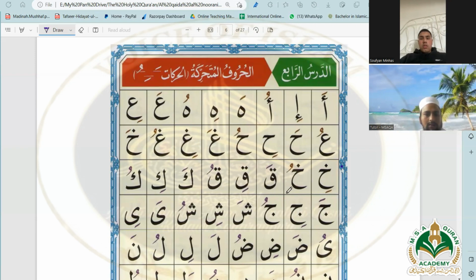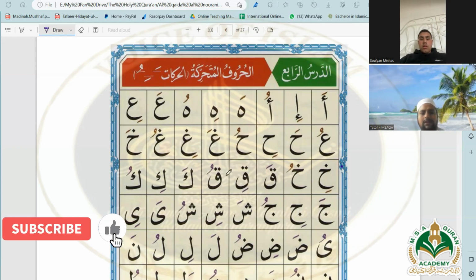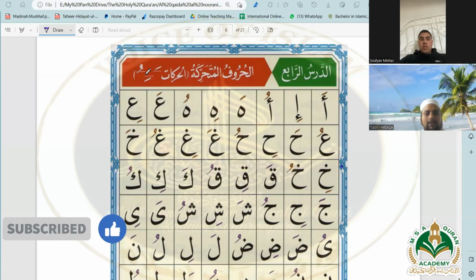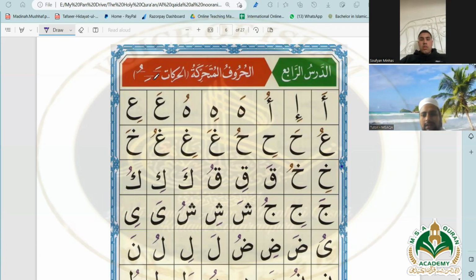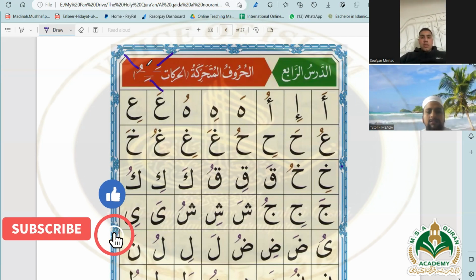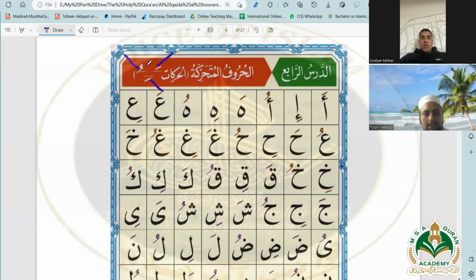this lesson, I think we did the first three lines, and we discussed the harakat. There are three harakat: fatha, kasra, dhamma. If this symbol comes on top of the letter, this is fatha. If it comes under the letter, below it, this is kasra. And this other one is different, it comes up and looks different, and this is dhamma.